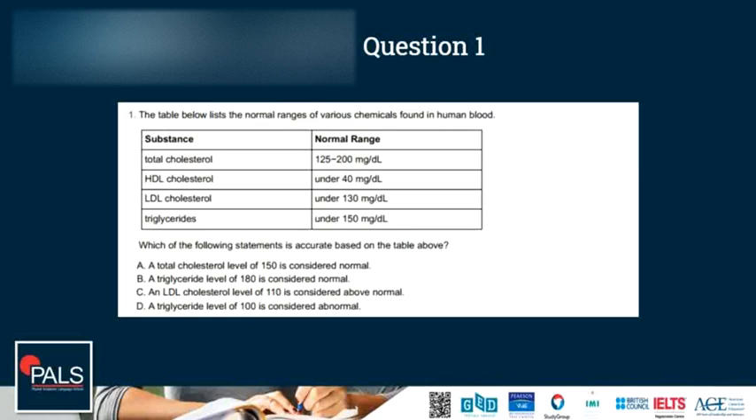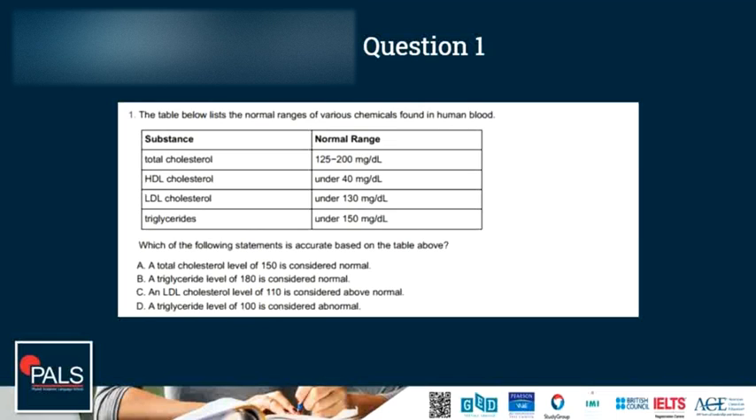So question 1 of our test. The table below lists the normal ranges of various chemicals found in the human blood. We have cholesterol, which is about 125 to 200 milligram per deciliter. There is HDL cholesterol and LDL cholesterol, which are respectively 40 milligram per deciliter and under 130 milligram per deciliter, and there are triglycerides, which are under 150 milligram per deciliter. Which of the following statements is accurate based on the table above?